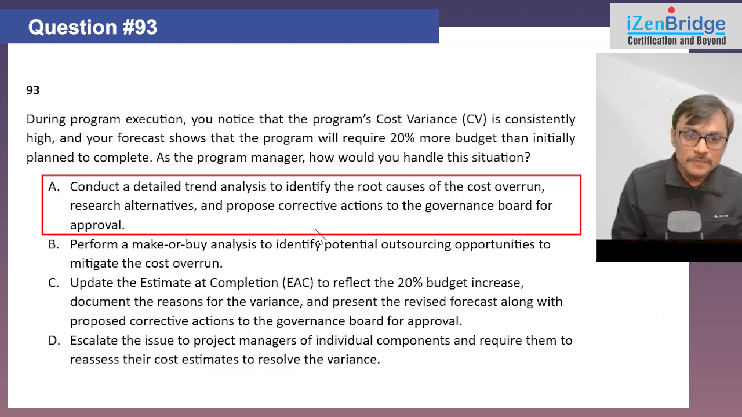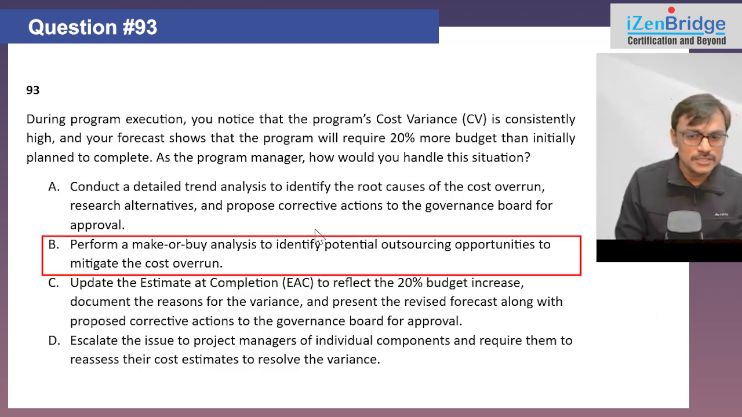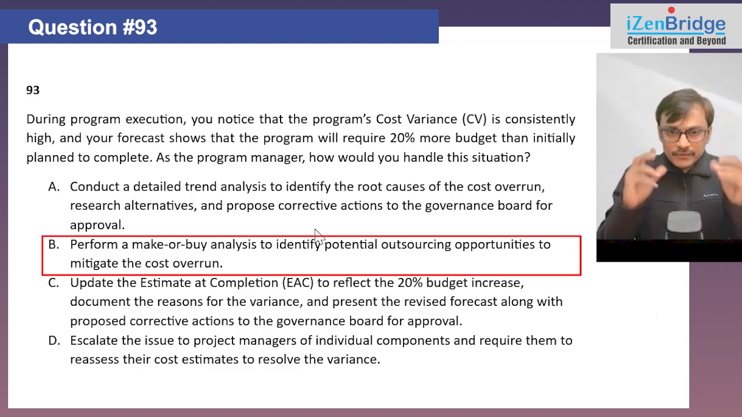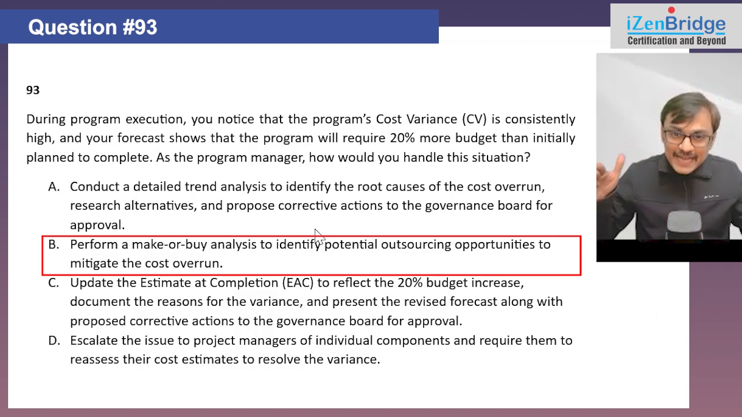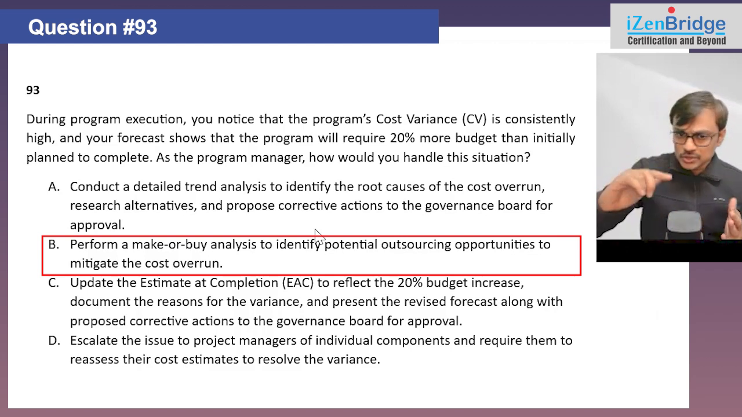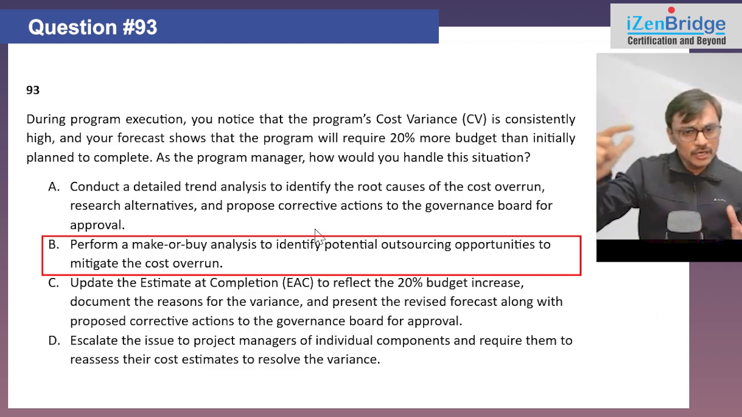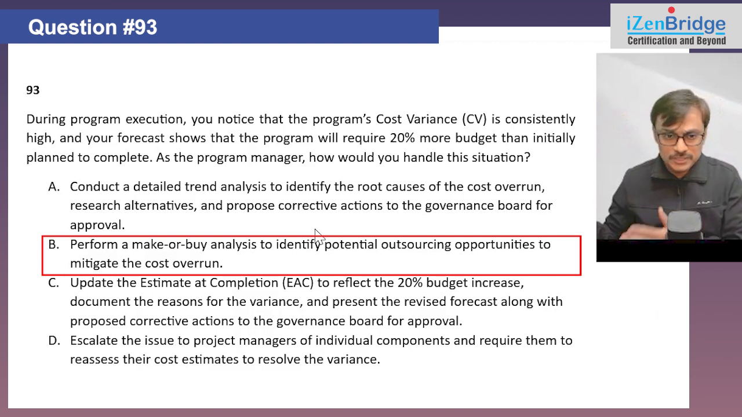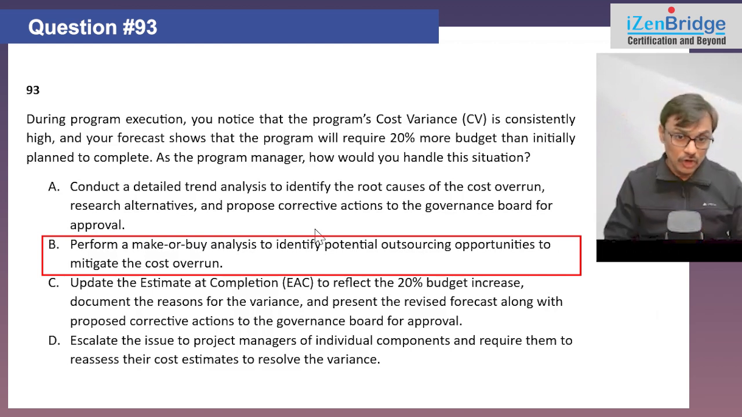Let's see. Option B, perform a make or buy analysis to identify potential outsourcing opportunities to mitigate the cost overrun. I can do that, but this is one thing we can keep in mind while handling PgMP exam questions. They are narrowly focused options. It's narrowly focusing on one particular thing, which is not well indicated in the question, but it's a possible thing. There could be many other things also which are possible. So we can say it's a narrowly focused option.